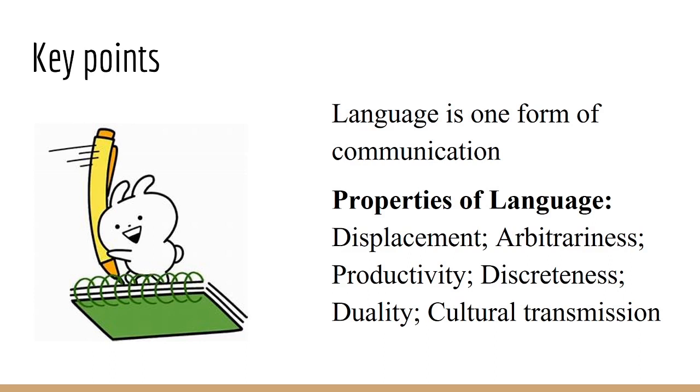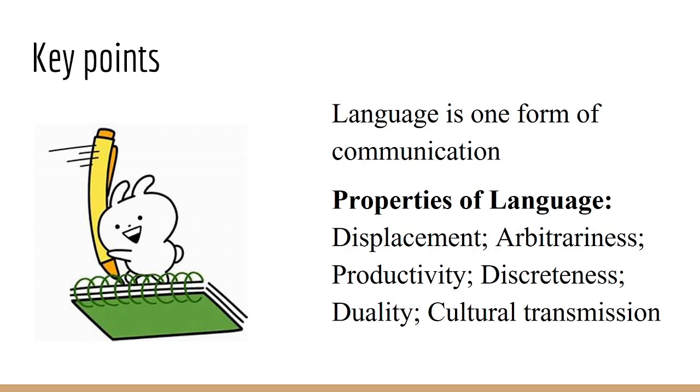What we have learned in today's class, briefly. The key points. Language is one form of communication. The other forms of communication are gestures, blinking, touch, sneeze, etc. Displacement, arbitrariness, productivity, discreteness, duality, and cultural transmission. These are the 6 major properties of language. Though there are other properties of language, these 6 are the major properties.